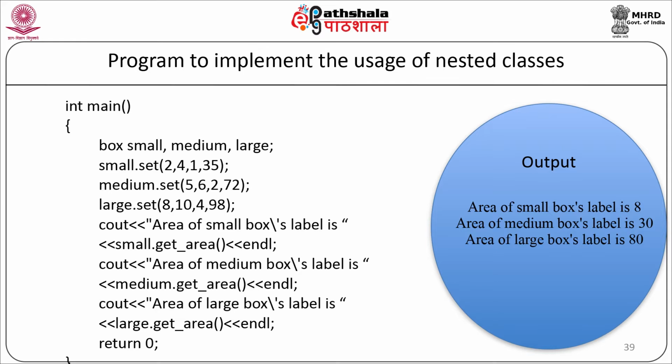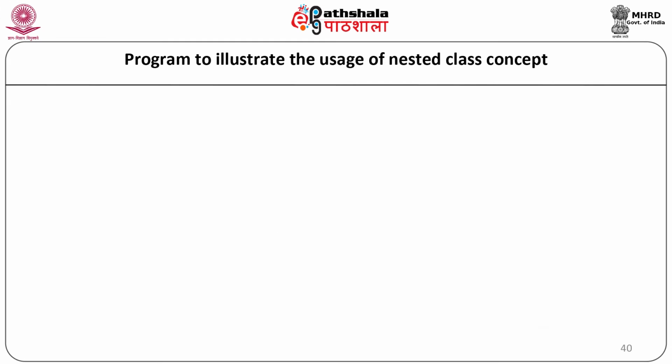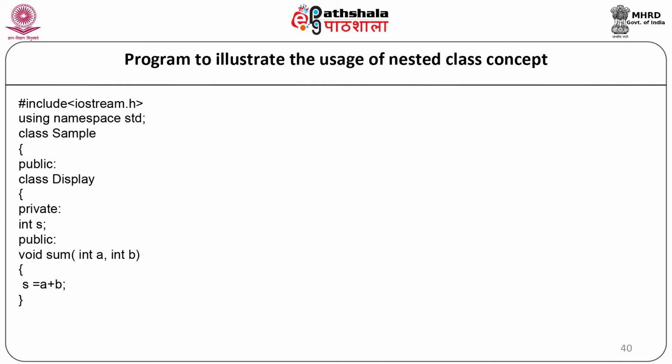So here you can see the nesting of the classes has been done through the object. The program to illustrate the usage of a nested class, we will see one more example of a nested class. #include <iostream>, using namespace std, class sample. In a public part, we will declare one more class as class display. Inside that, a private data member is integer s.